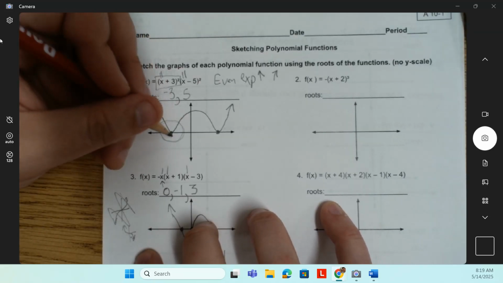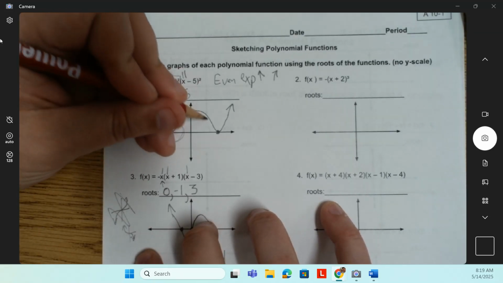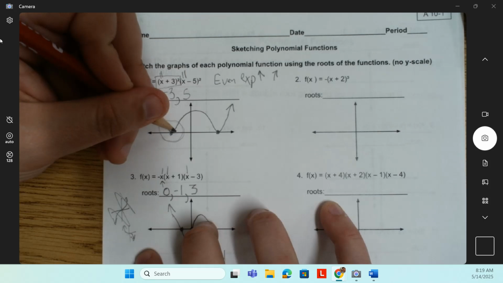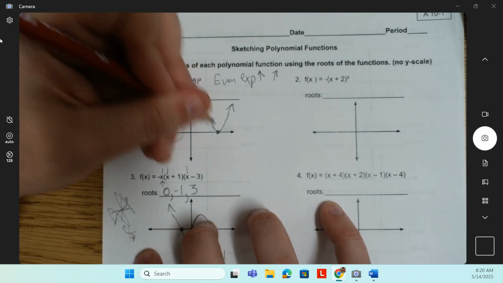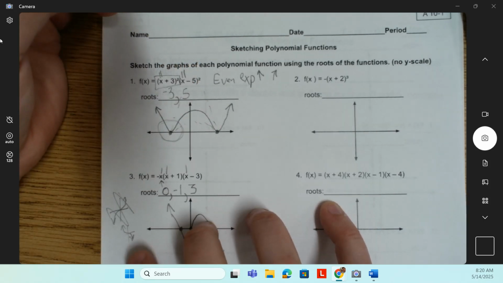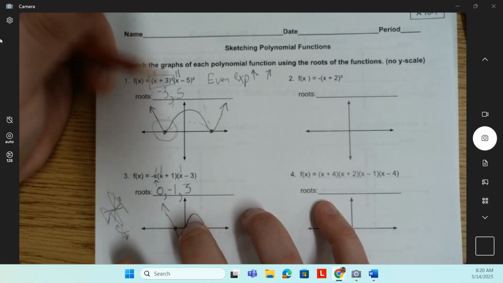And just remember, we don't really know. We're kind of guessing where this curve would be. This curve could be way down here, or it could go way up there like that. Just something we don't know. That's why we're just doing a sketch.